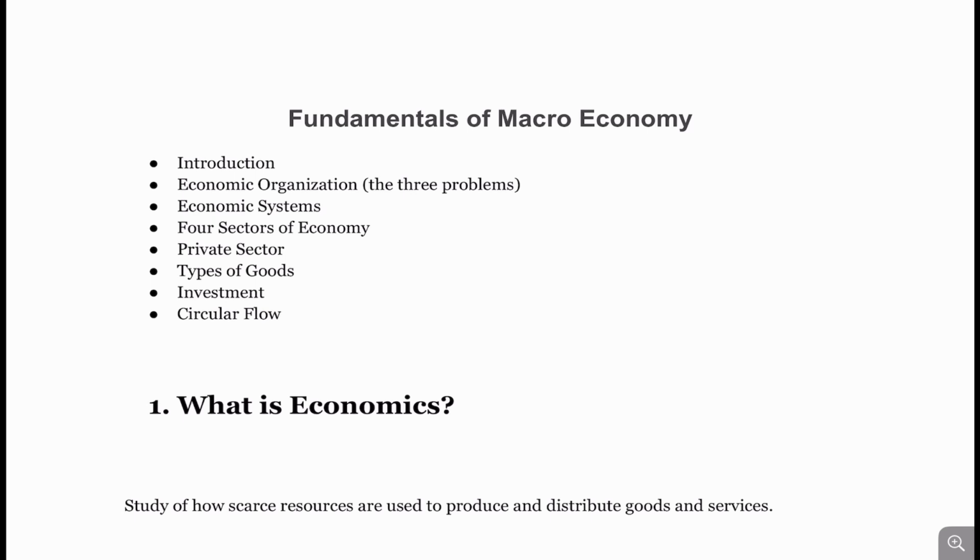What we are going to discuss today is the fundamentals of macroeconomy, right? And this is the very first lecture. From here we will be starting our basics of economy. In this lecture we will cover the introduction, economic organization, that is three problems, then economic systems, four sectors of economy, types of goods, and circular flow of goods. This will be a series of lectures in order to understand the economic concepts very well, right?